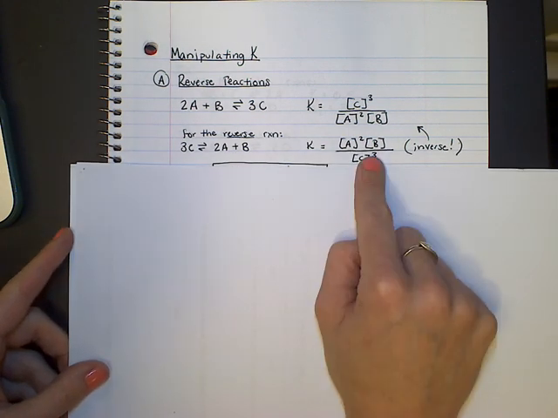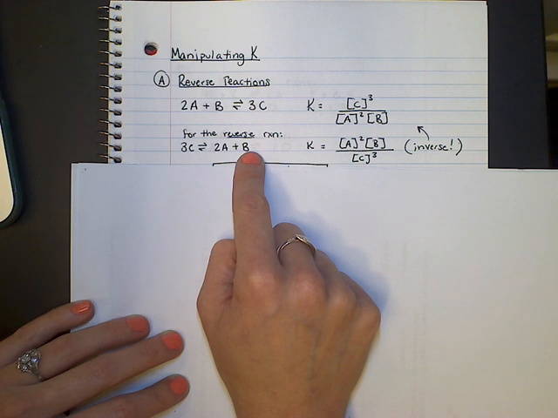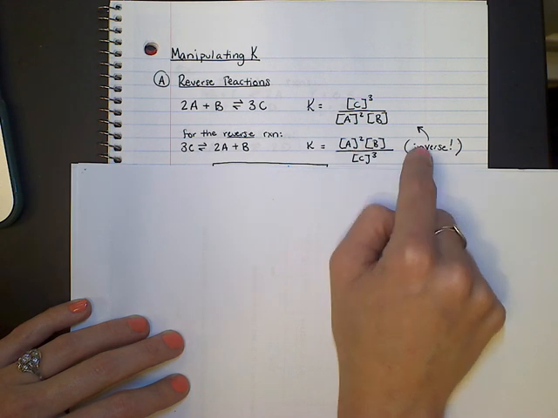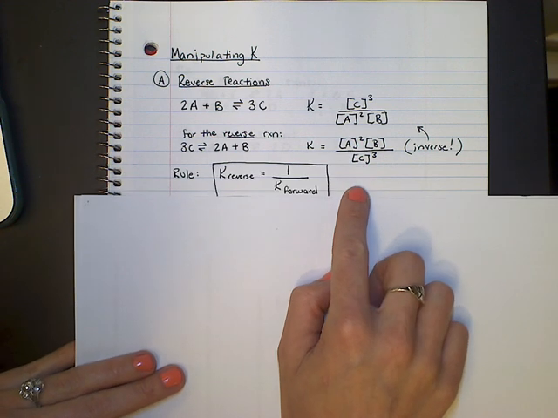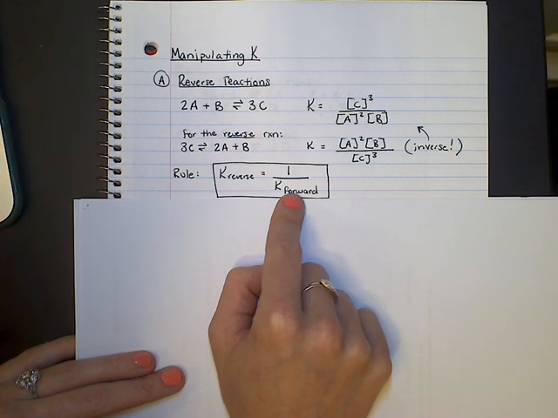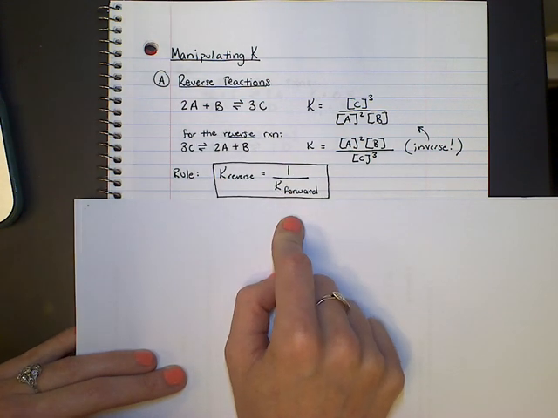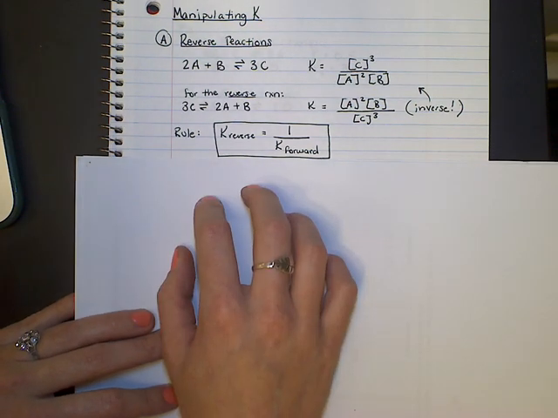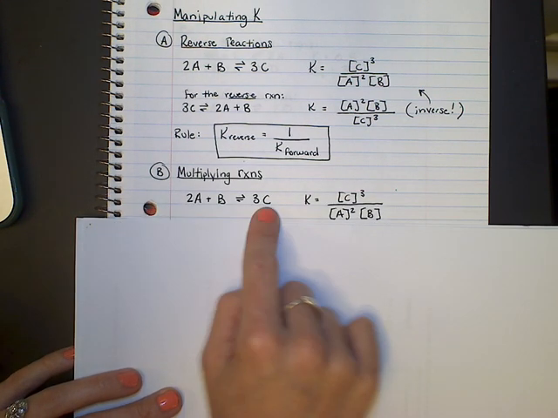We can rewrite the K with our now products on top and reactant on bottom as it's written. If you notice, these two K expressions are just the inverse. So the general rule is, if you want the K for the reverse reaction, you just take 1 over the forward K. That's pretty simple. If you want to do the reverse reaction, just do 1 over the K, and that'll give you the equilibrium constant.